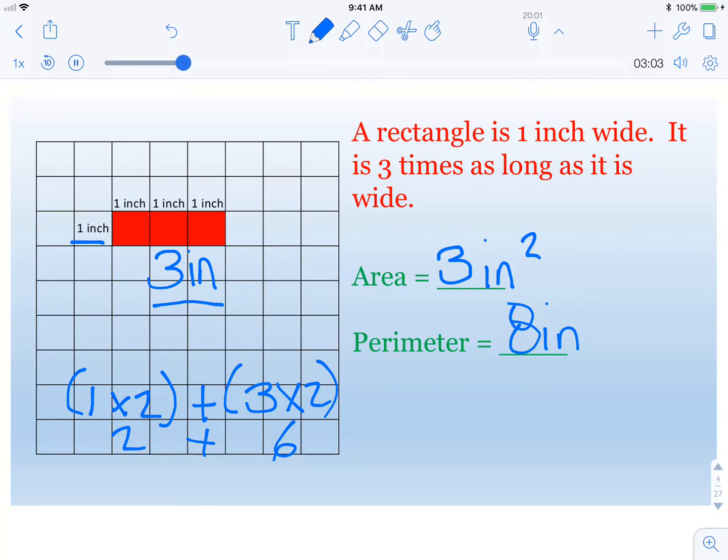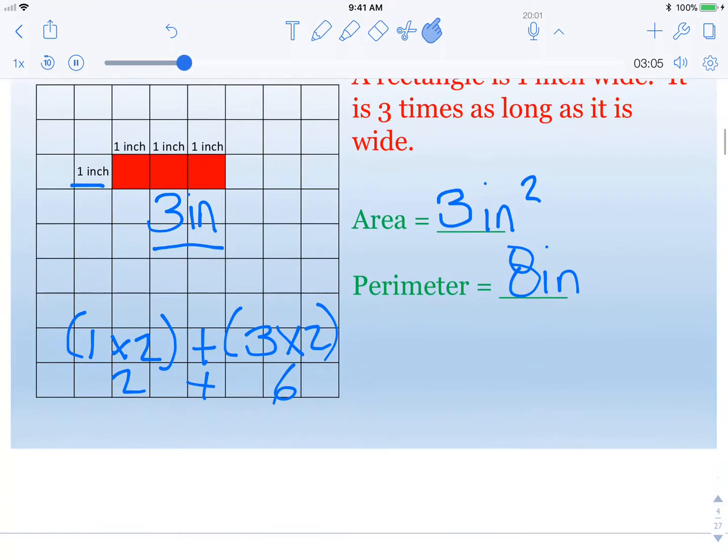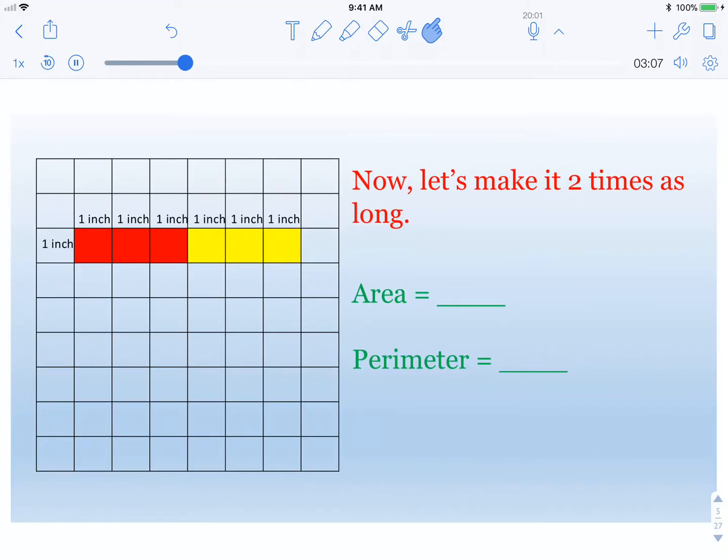Okay, let's look at the next slide. Now we're going to make the shape 2 times as long. So if you think about it, we already have 3 squares, and now we're going to double it. Well, to double it, you have to make 3 more squares. If it's 2 times as long, how many squares do we end up with? We end up with 1, 2, 3, 4, 5, 6. Isn't 2 times 3 6?